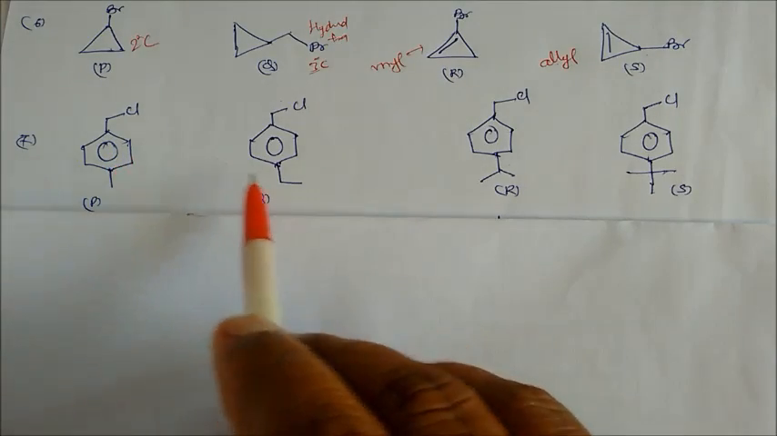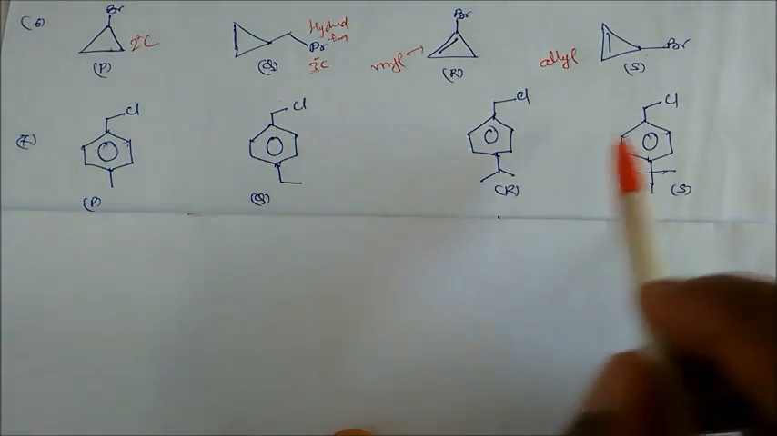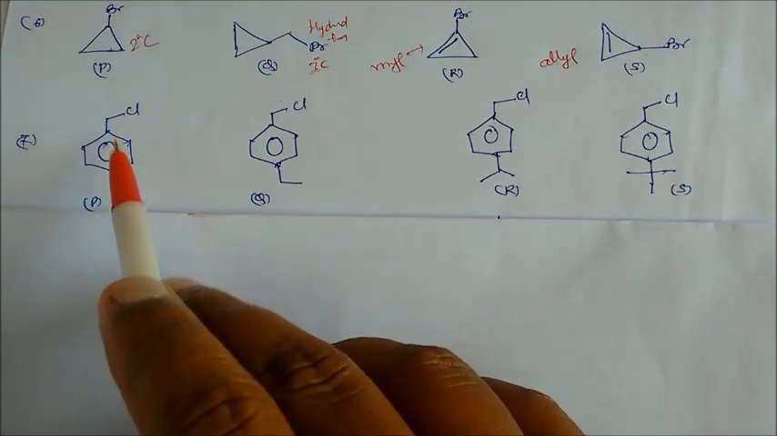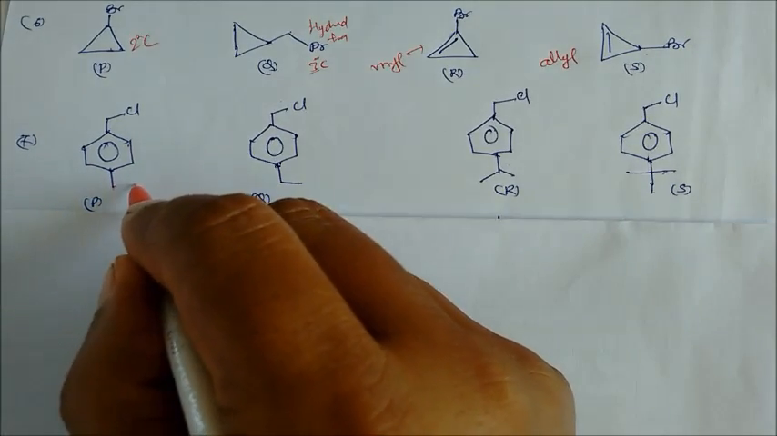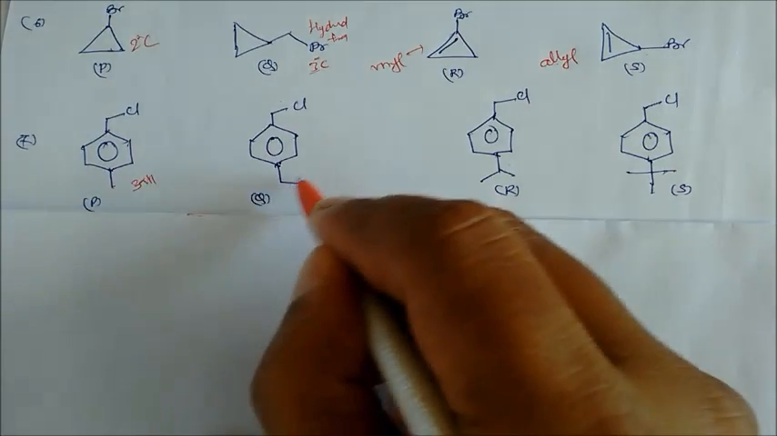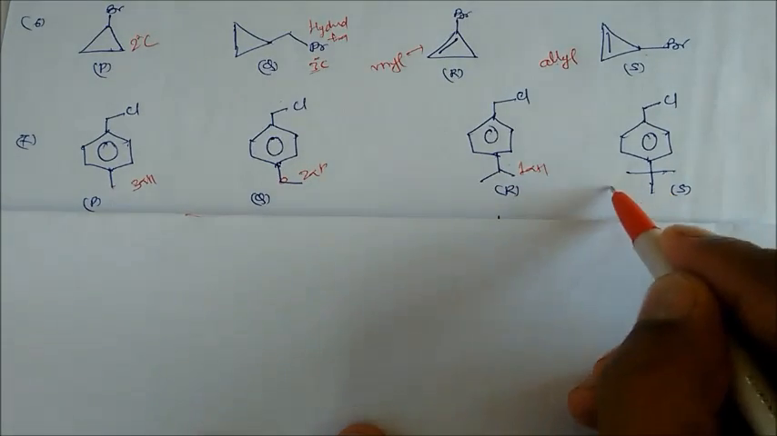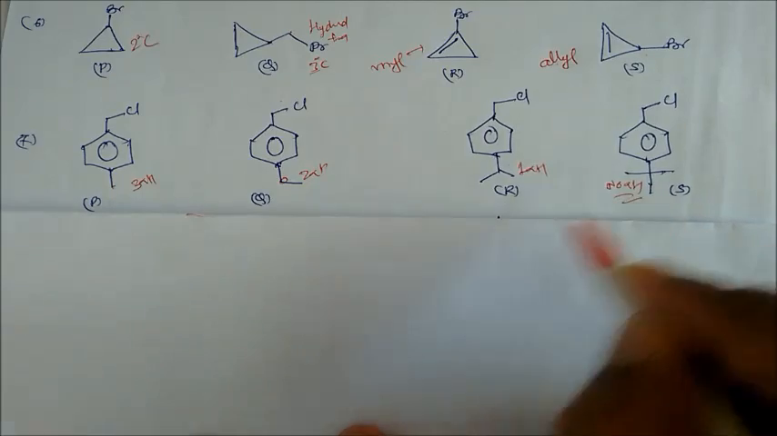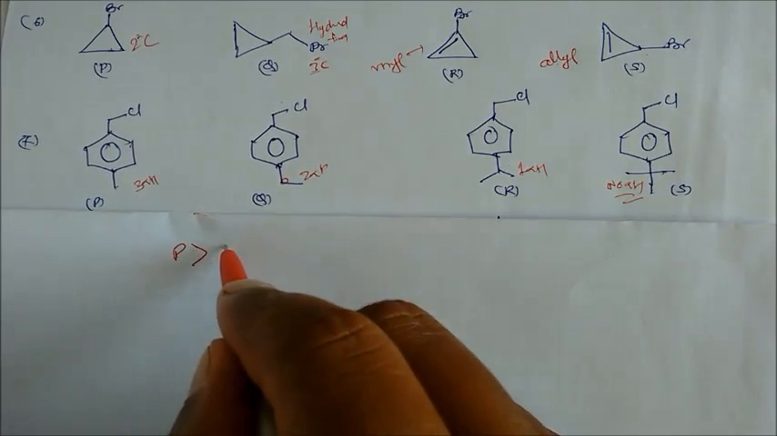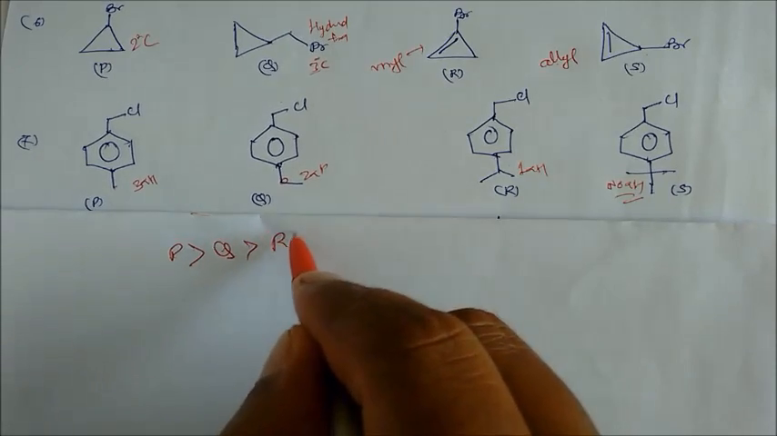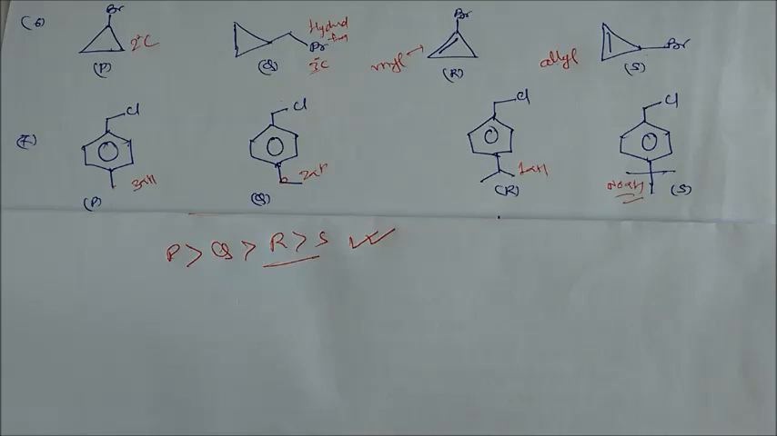Now in these questions, we can see all have Cl attached to the benzylic carbon in each case. This benzylic carbon has an I effect, one carbon is there. So there are 3 alpha hydrogens here, here we have 2 alpha hydrogens on this side, here we have 1 alpha hydrogen, and this side has no alpha hydrogen. So the reactivity will be: first P, then followed by Q, then followed by R, then followed by S. So this is the reactivity of SN1 reaction in this question.